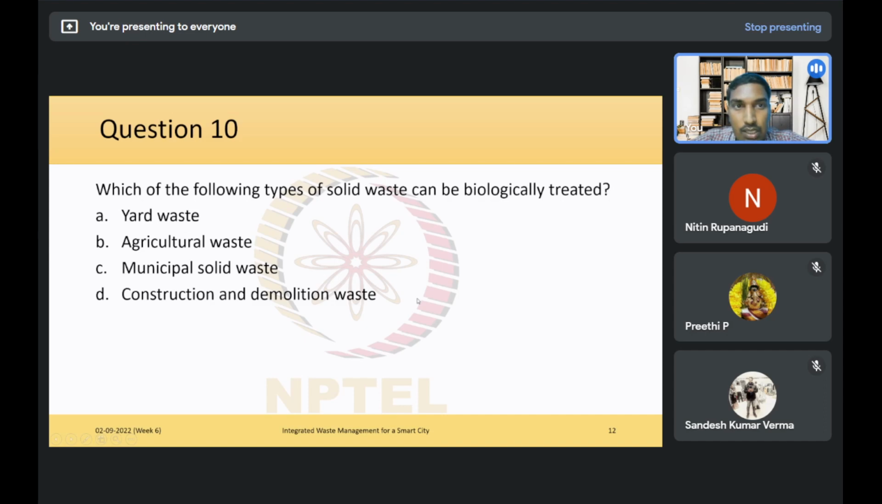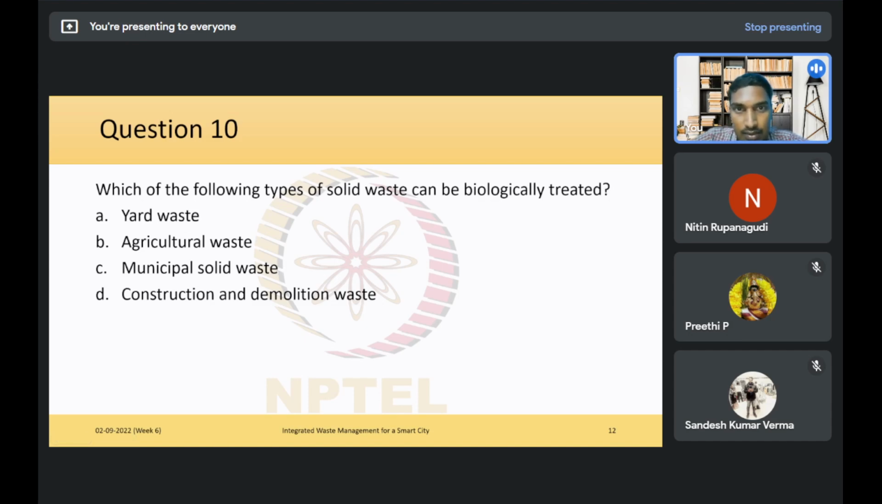Okay, so when we are talking about biological treatment, we need to remember that we are dealing with the organic material, right? So the organic fraction of the solid waste, only those can be biologically treated. So what we have to look for is which of these types of waste contains some organic matter. We have yard waste, which is nothing but the garden waste, all the leaves and so on. So that is organic, right? So it can be biologically treated. Agricultural waste, again, it is organic waste. Municipal solid waste, it contains food waste, right?